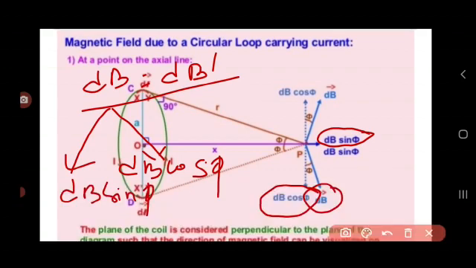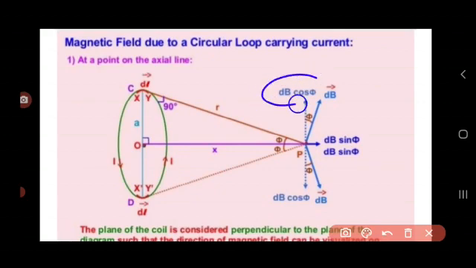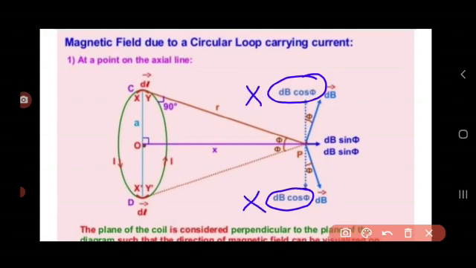Now you see, these two, dB cos phi and dB dash cos phi, are equal in magnitude and they act in opposite directions, so they cancel each other. So the total magnetic field is due to these two, dB sin phi and dB dash sin phi, and since dB is equal to dB dash, dB dash sin phi may be written as dB sin phi. So these two are the magnetic field due to two current elements at C and D. Now we have to calculate the total magnetic field due to the circular loop, so we must integrate dB sin phi and get the desired result.